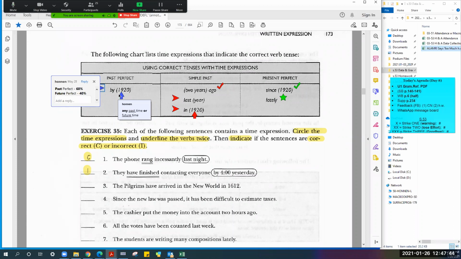Hanan, under any past in the note. You see the note? Any past time or future time. So you can use by plus any time in the past or any time in the future. Okay? Any time in the past or any time in the future. And then here, go ahead, Yazid.